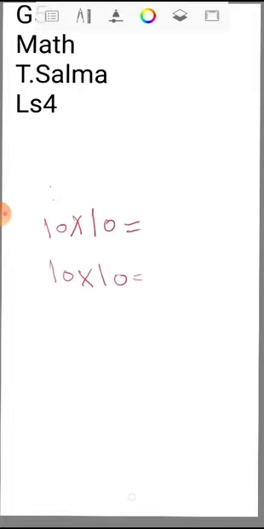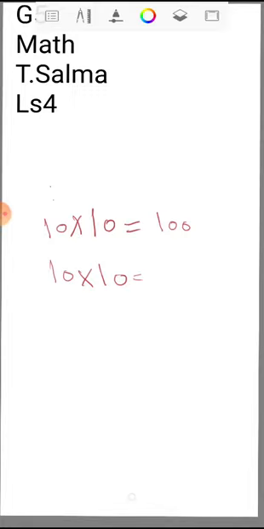So let's see this expression. If I have 10 multiply 10, you know the answer of this 10 multiply 10, it will be 100. I told you that you have to multiply 1 multiply 1, the answer is 1, and put the zeros next to the number, so it will be 100. Now in math there is another way to find the answer for this multiplication by using exponent. So how will I do that?